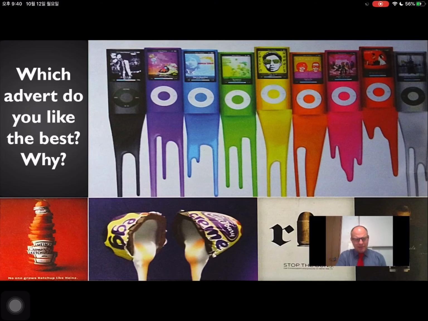Very, very clever advertisement that. The way they've sliced up the ketchup bottle really makes you feel, you can still see what the product is, you still know it's Heinz ketchup, tomato ketchup, but the way they've sliced it up, it really gives the image that there's a lot of fresh tomatoes in there, it's a healthy product. They've got the little slogan under, no one grows ketchup like Heinz, again, grows tomatoes.